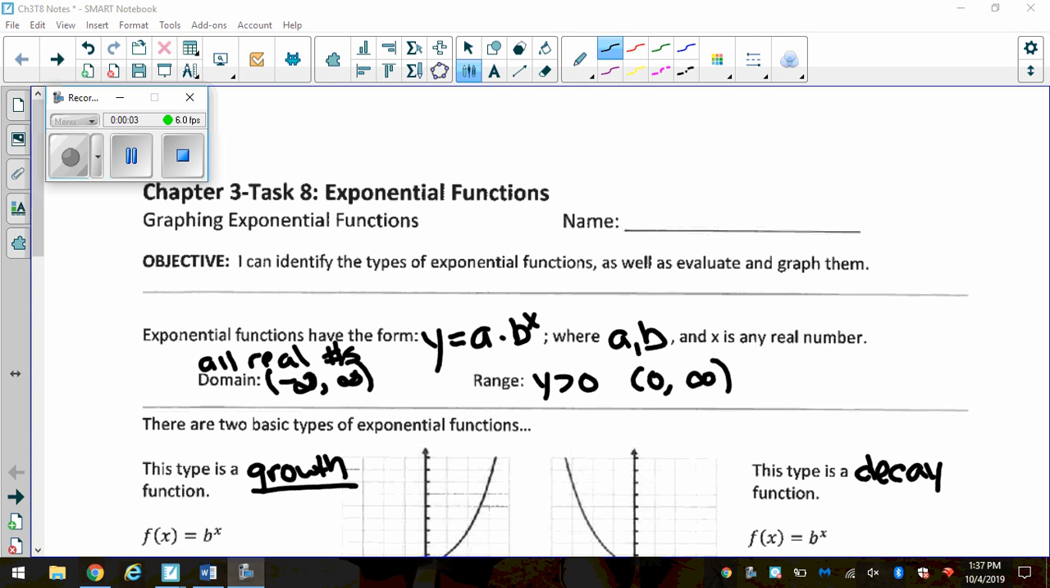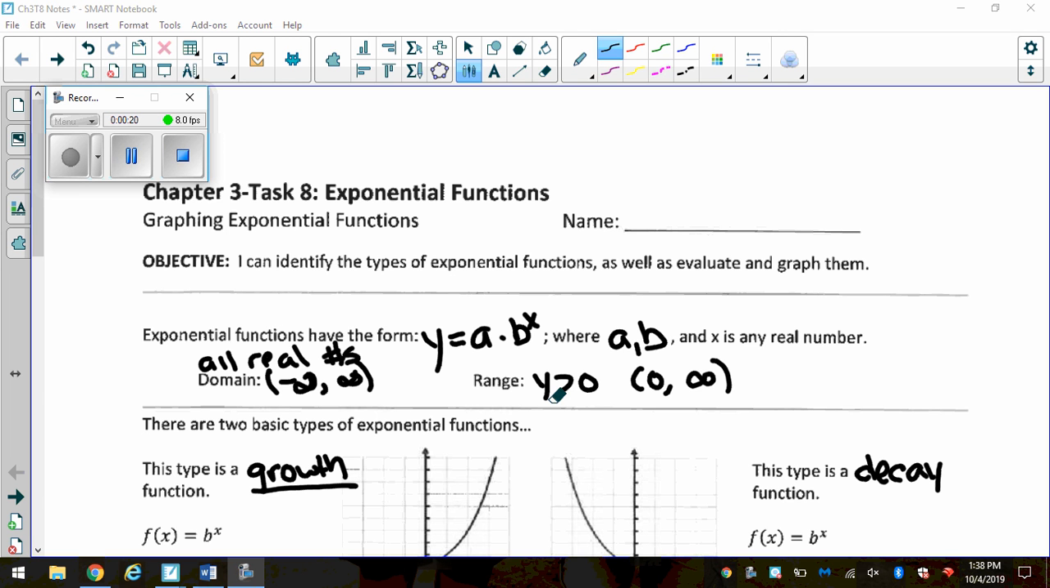Today we're talking about exponential functions. So exponential functions are any function that has this form of y equals a times b to the x, where a, b, and x are all real numbers. The domain for all of these functions will be negative infinity to infinity. That means all real numbers.